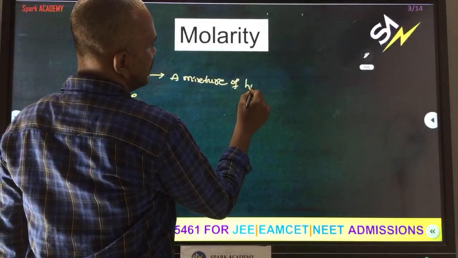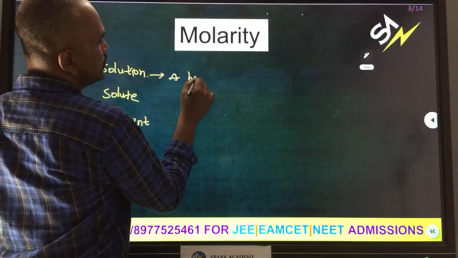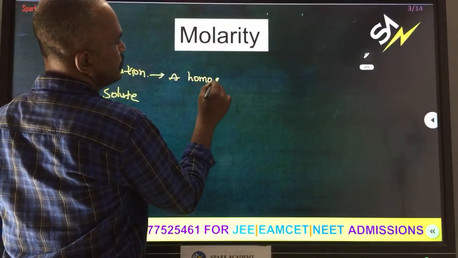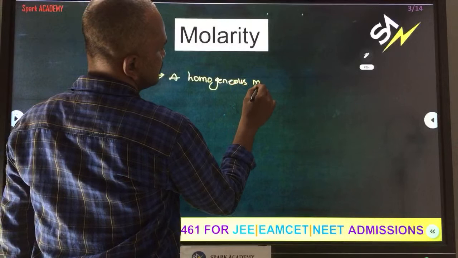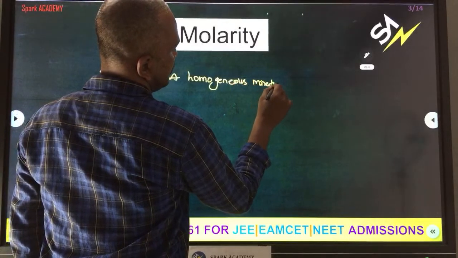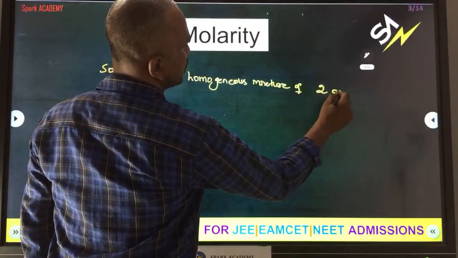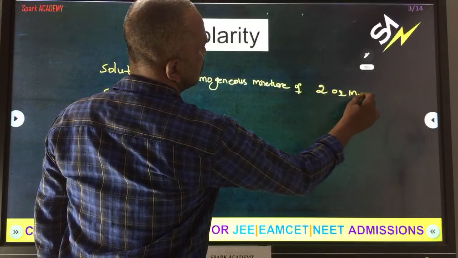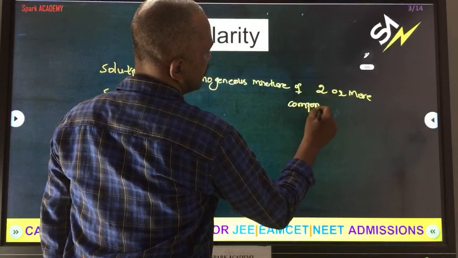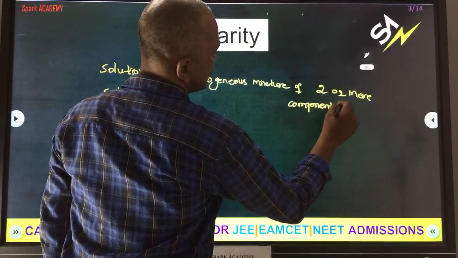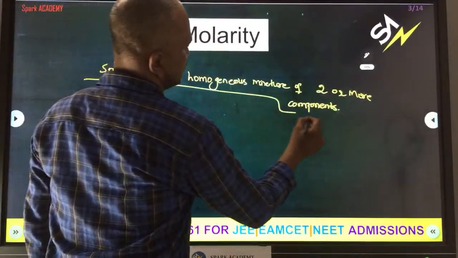homogeneous components. A homogeneous mixture of two or more compounds. Two or more compounds. Understood? So it is about the solution definition.